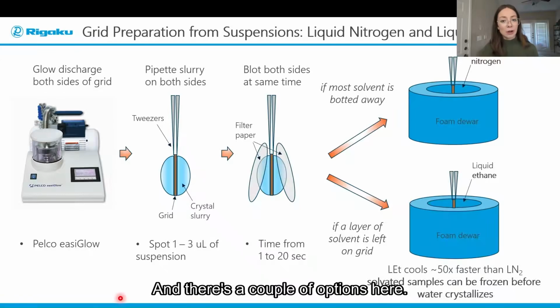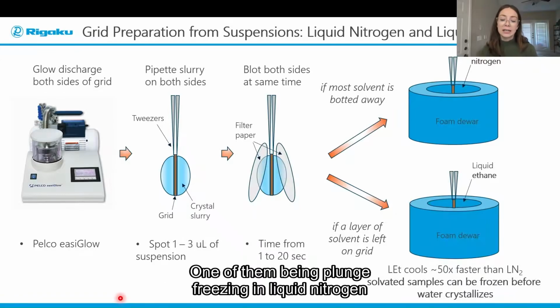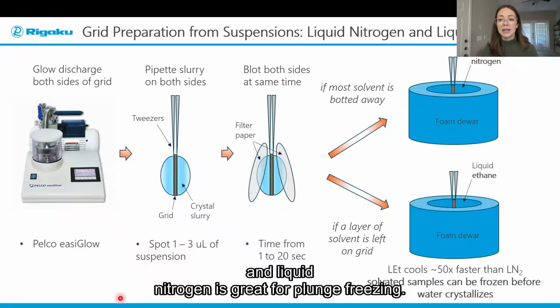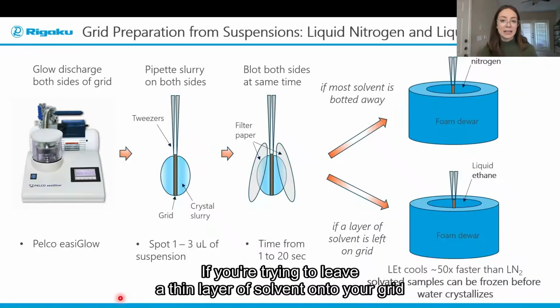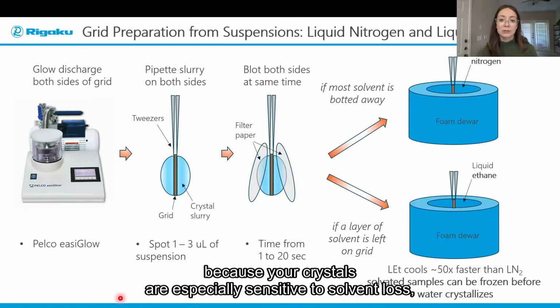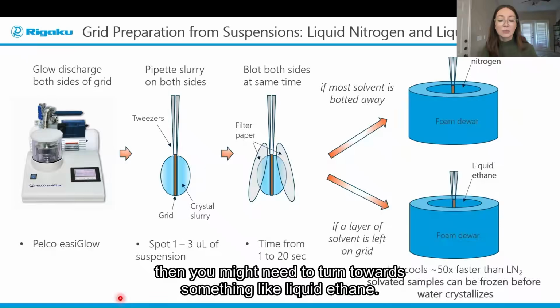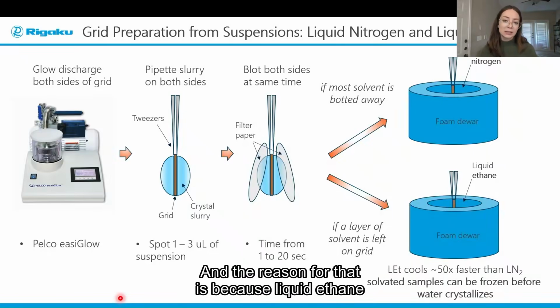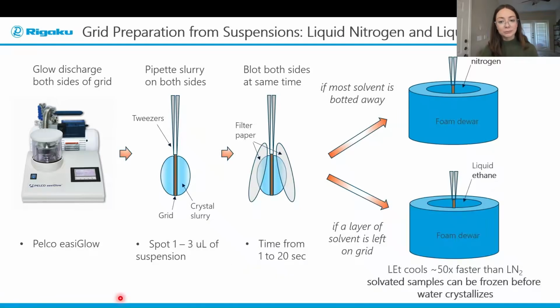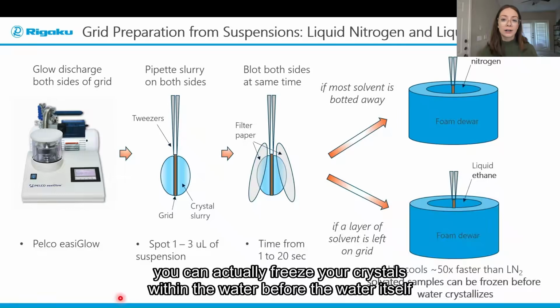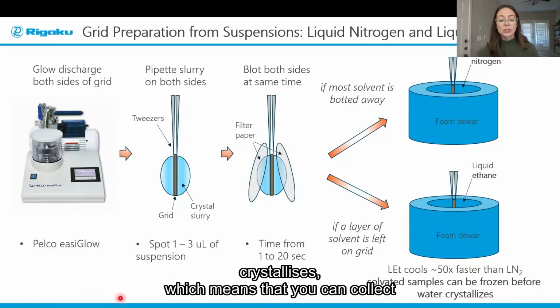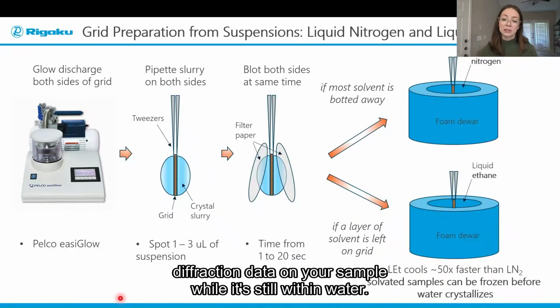And there's a couple of options here, one of them being plunge freezing in liquid nitrogen. And liquid nitrogen is great for plunge freezing if most of your solvent is blotted away. You can go directly into liquid nitrogen. If you're trying to leave a thin layer of solvent onto your grid because your crystals are especially sensitive to solvent loss, then you might need to turn towards something like liquid ethane. And the reason for that is because liquid ethane cools about 50 times faster than liquid nitrogen. So if you have a thick layer of water, for example, you can actually freeze your crystals within the water before the water itself crystallizes, which means that you can collect diffraction data on your sample while it's still within water.